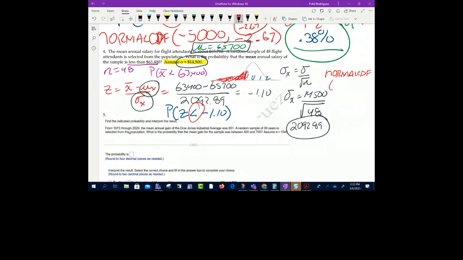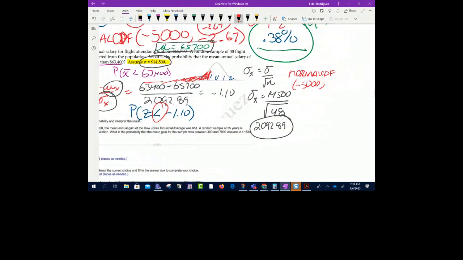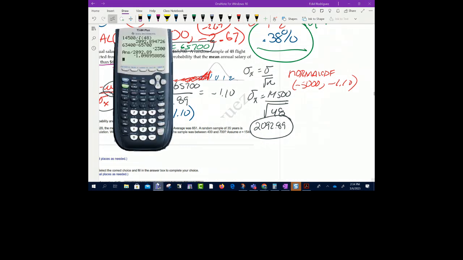Y'all remember what we said? If we went all the way to the left, where did we start again? Negative 5,000. Very good. Guys, sometimes people ask me, oh, Mark, what happens if I put negative 10,000? Doesn't matter, right? As long as it's a really small number going to the left. Would I put like negative 10? Probably not. I'd go way out there. Where did we say we were going to stop, y'all? Negative 1.10. Let's try that and see what we come up with.